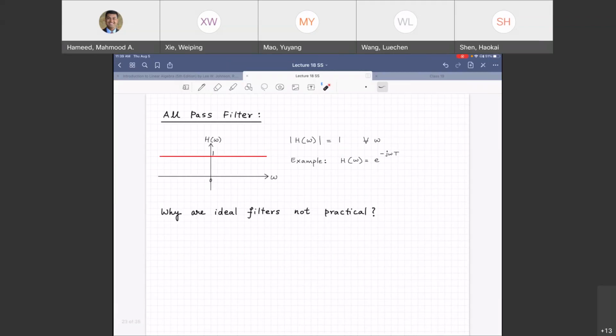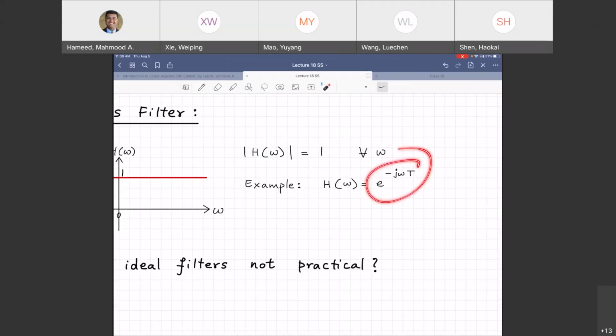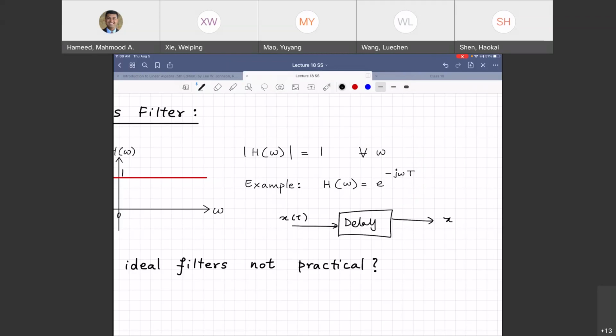There's an all pass filter as well. It doesn't discriminate between frequencies, it just passes all the frequencies. What is an example of an all pass filter? A delay element is an example of an all pass filter. The frequency response is essentially e to the minus j omega T. So what is that? That is a delay system, right? If x of t goes in and x of t minus T comes out, that's a delay system. So when you're delaying, you are not discriminating with frequency, it's passing all frequencies. All you're changing is the phase.